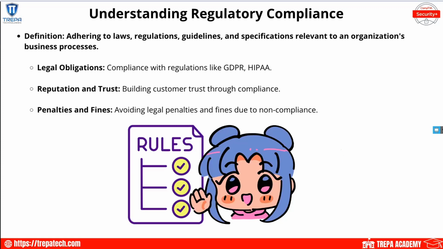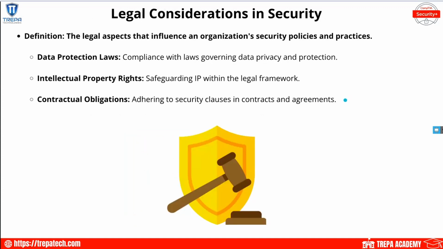We also want to understand our regulatory compliance. As a security professional, we need to understand what our industry is and what regulations we have to be in compliance with. Legal considerations. These are the legal aspects that influence an organization's security policies and practices. So we want to make sure we're aware of all the legalities involved in safeguarding our intellectual property and our data in case we do have a data breach. What laws could we be in violation of, okay?